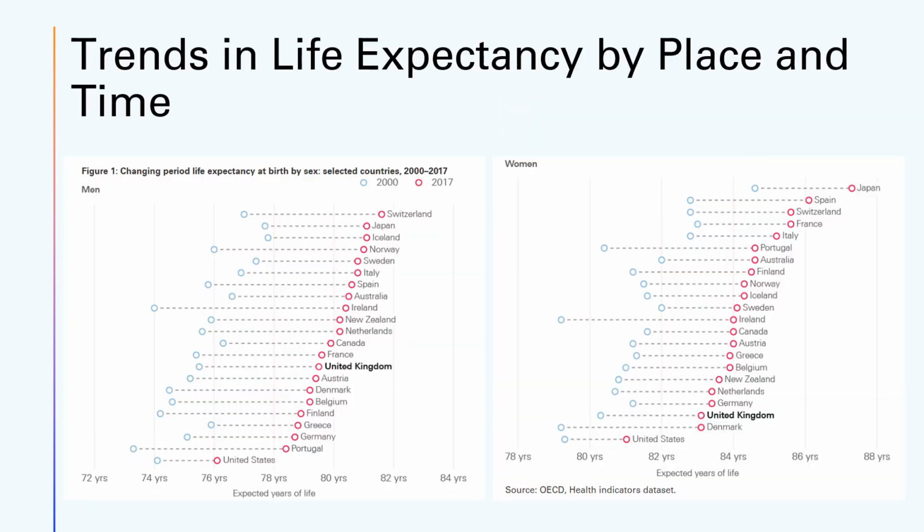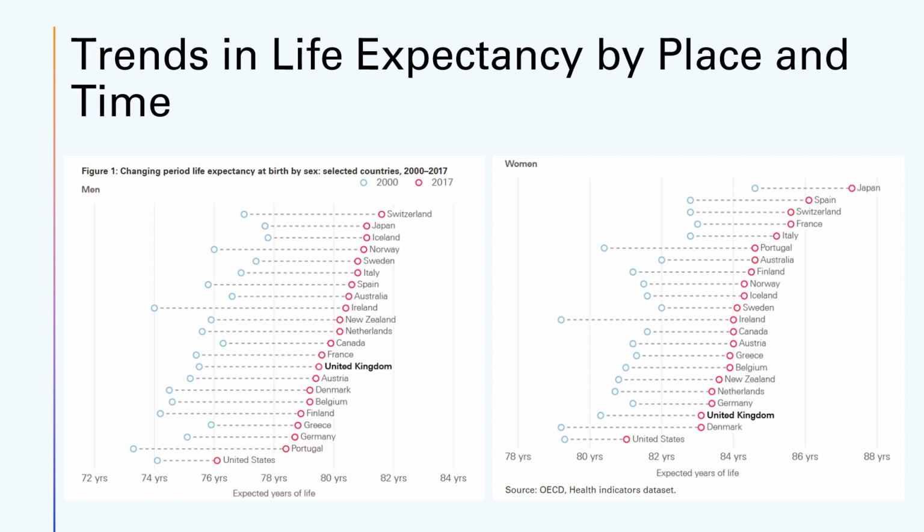So just to put those data from the United Kingdom into context, here you're looking at two charts that are looking at trends in life expectancy by place and time. So this is life expectancy for countries in the global north, and you have the data at two time periods, 2000, which is shown with the blue circles, and 2017, which is shown with the pink circles. So just to point out a couple of highlights from this graph.